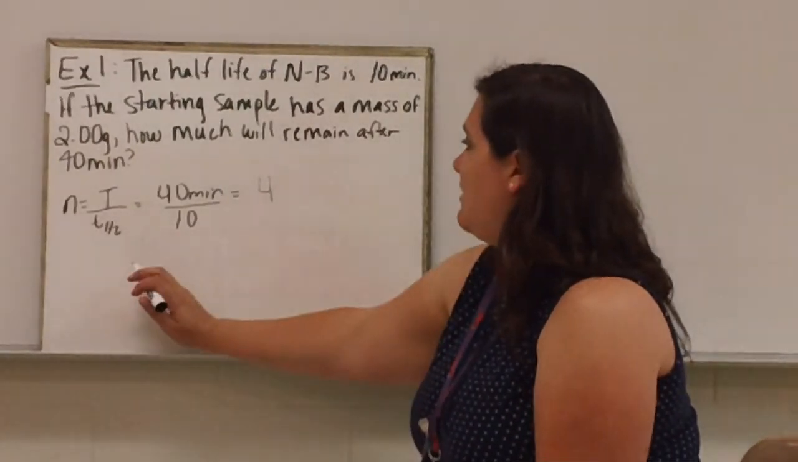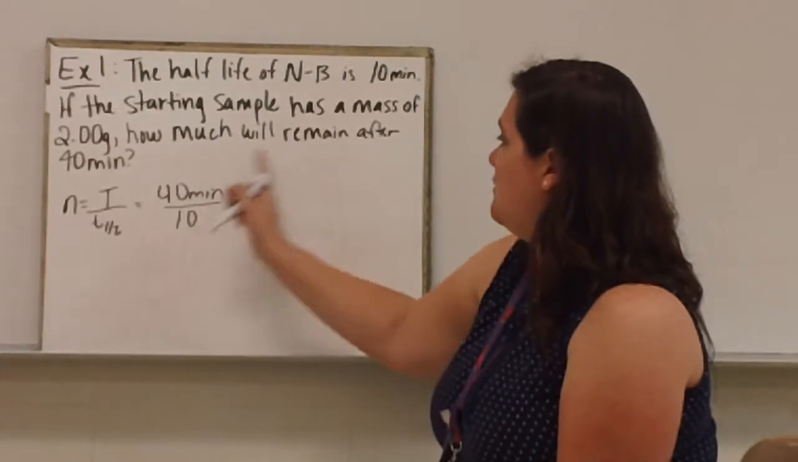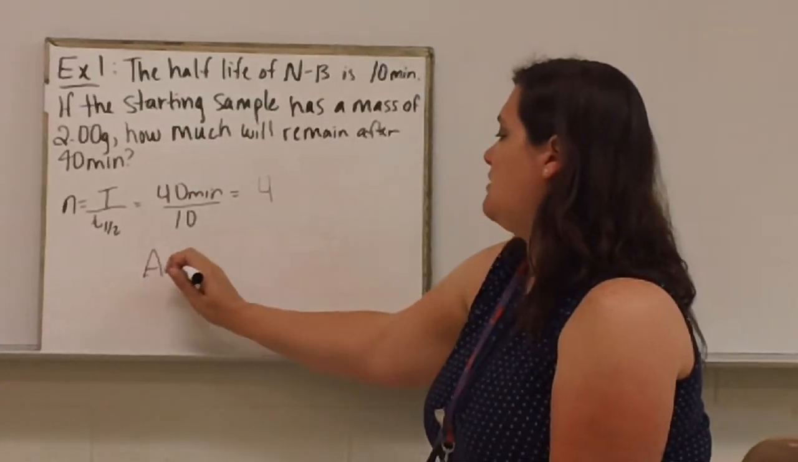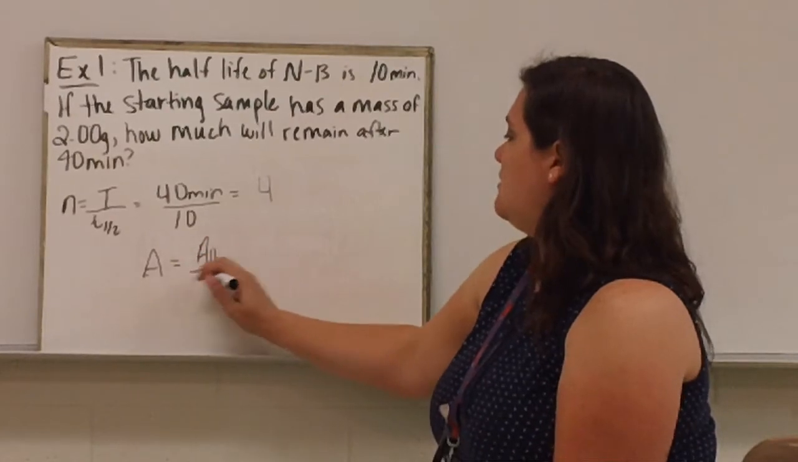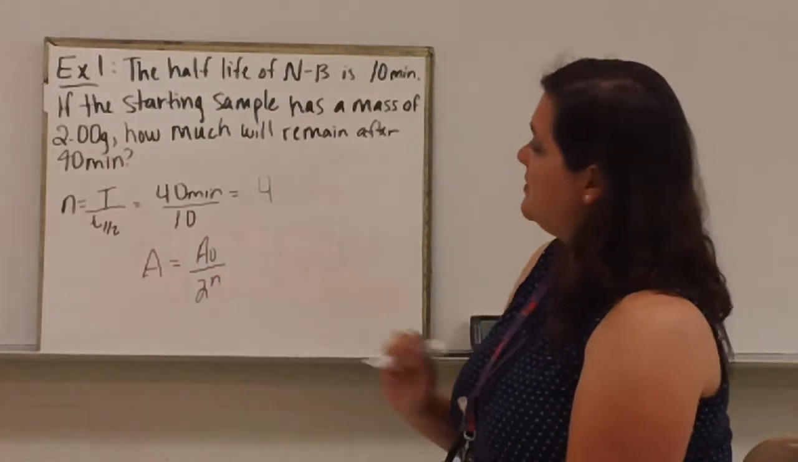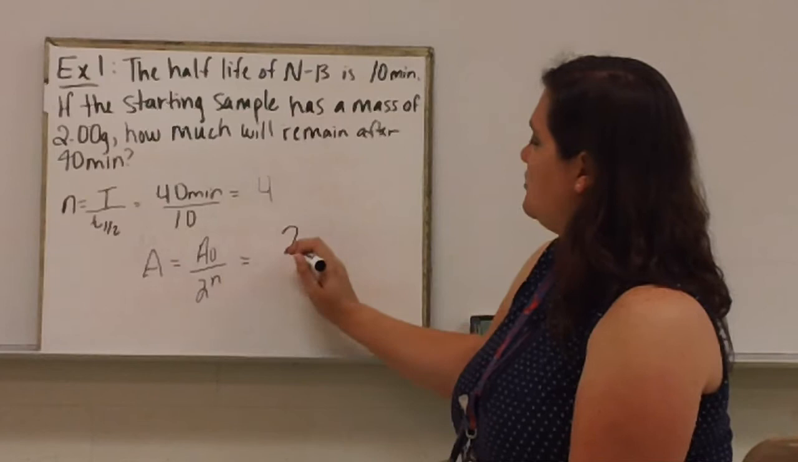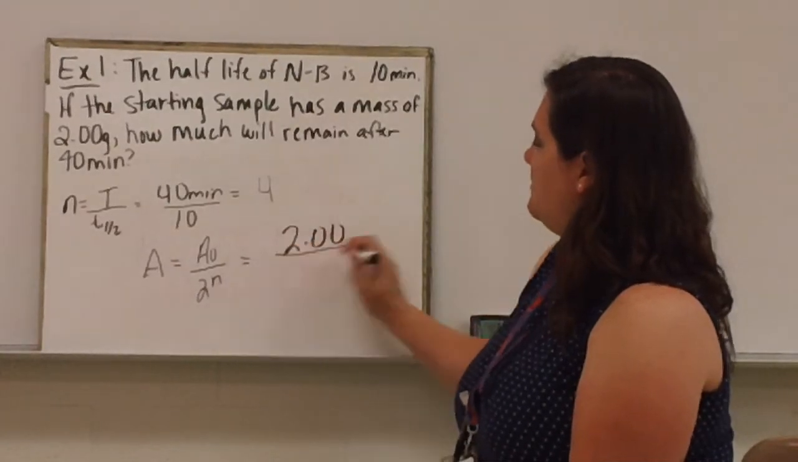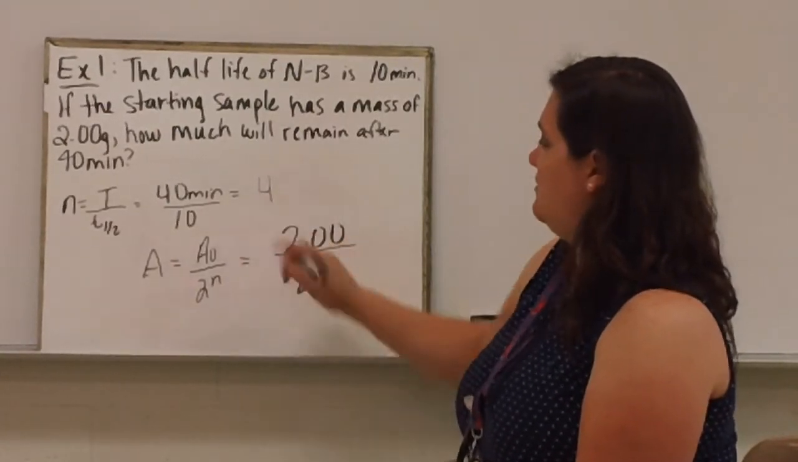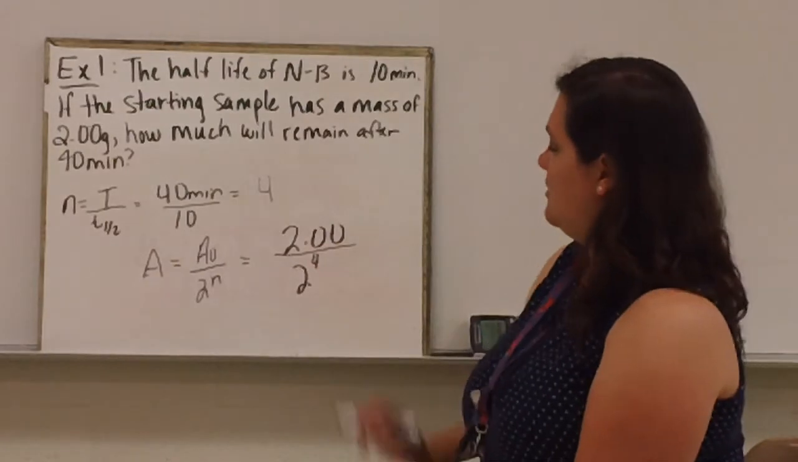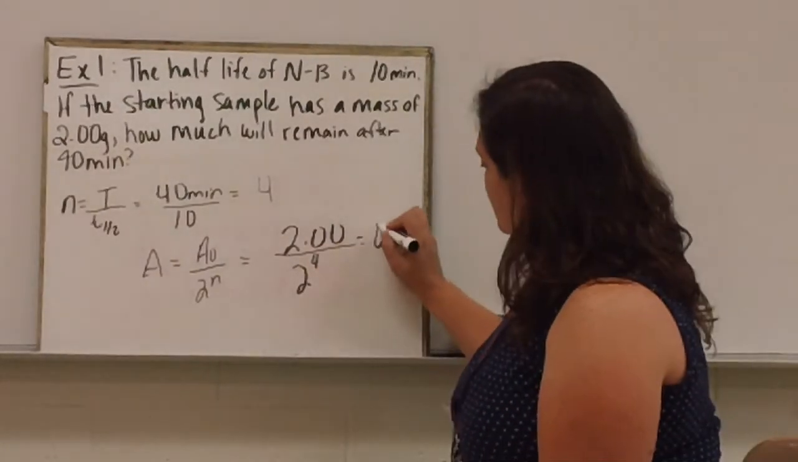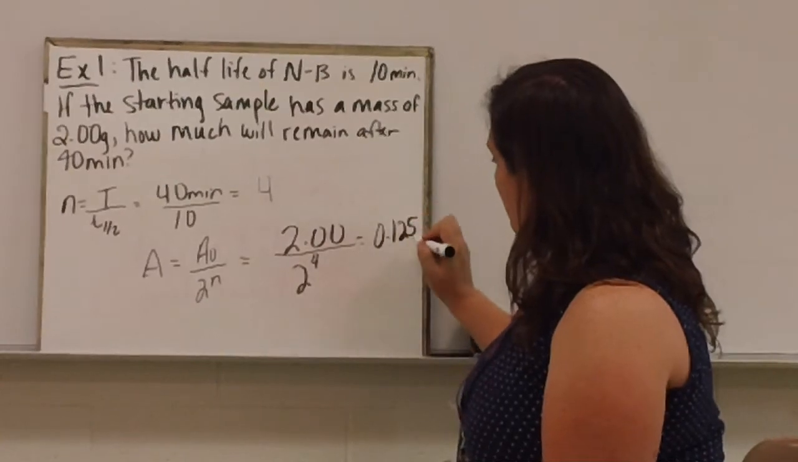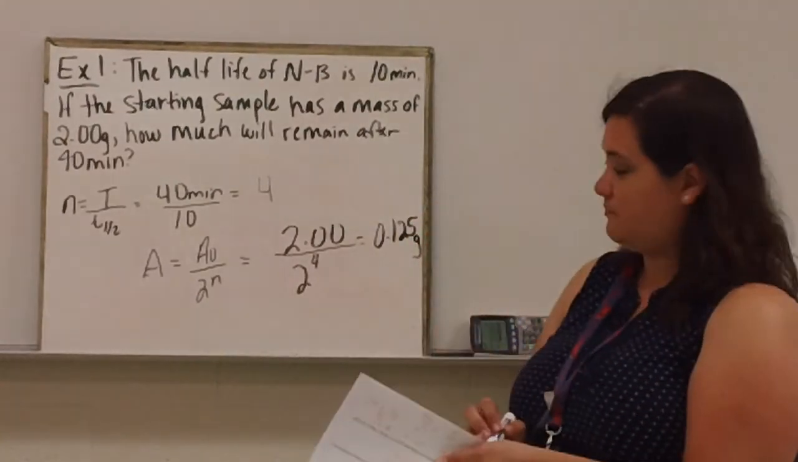So that would mean that our starting sample has a mass of 2. How much will remain? So what's our final mass? If our initial mass is 2 grams, divided by 2 to the n, which is 4 in this case. So 2 divided by 2 to the 4th, and that gives us 0.125 grams.